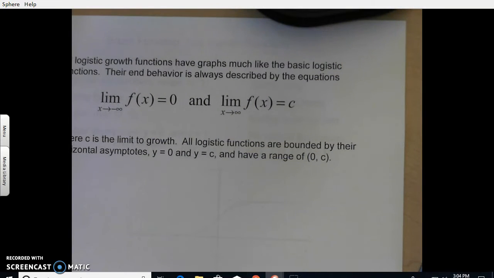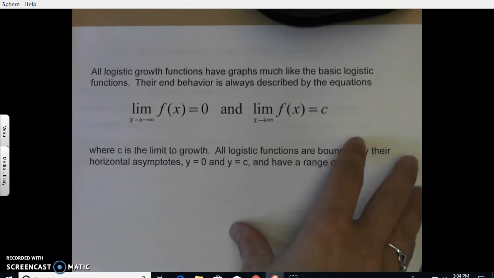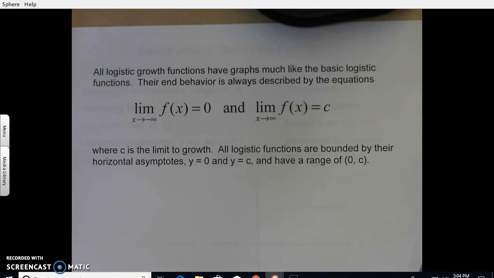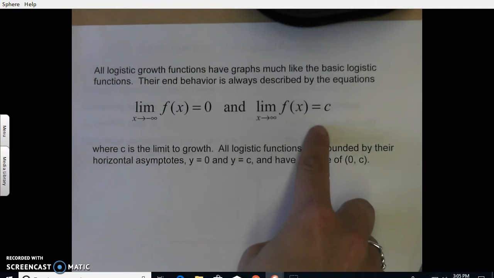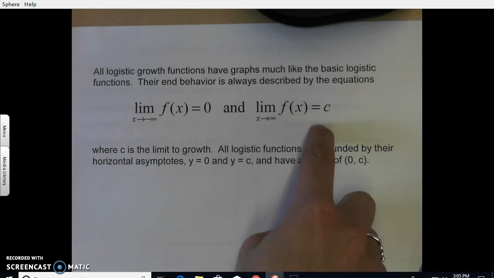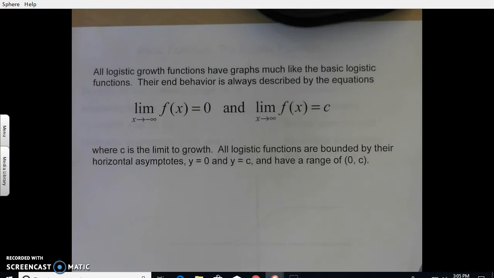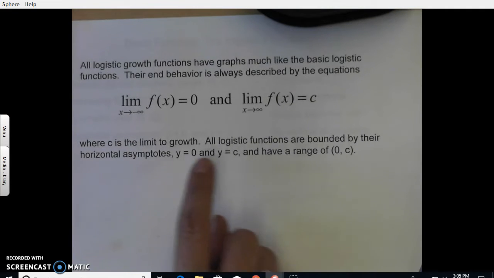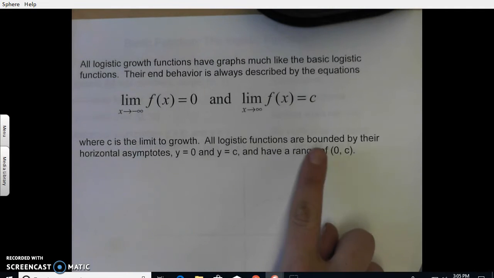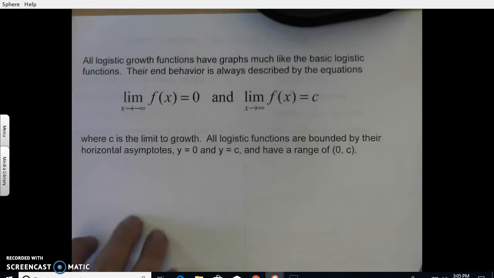All logistic growth functions have graphs much like the basic logistic function. Sorry about that. Their end behavior is always described by the equations: the limit as x approaches negative infinity of f of x is equal to 0. So we have a horizontal asymptote at 0, and as x approaches infinity, the limit is c. C is our limit to growth. So our horizontal asymptotes occur at y equals 0 and y equals c, and we have a range of 0 to c.